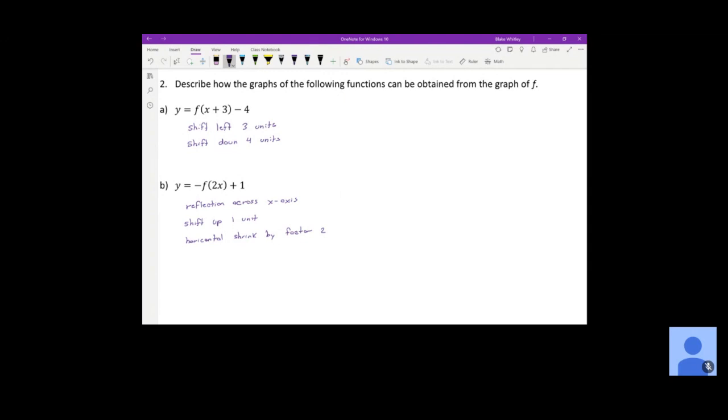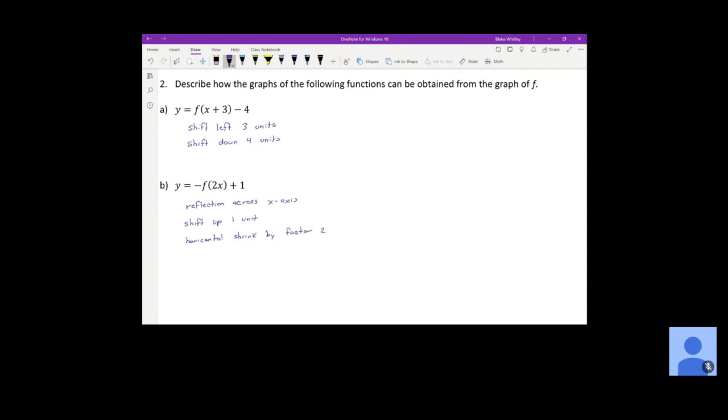Okay, and real quick before we move on, what if that 2 was on the outside in front of f of x? What would that do instead? The 2 is multiplied. That would be a vertical stretch. Good. So remember, on the outside in front of the f would be vertical. Bigger than 1 would make it a stretch. So we'd have a vertical stretch if the 2 was on the outside.